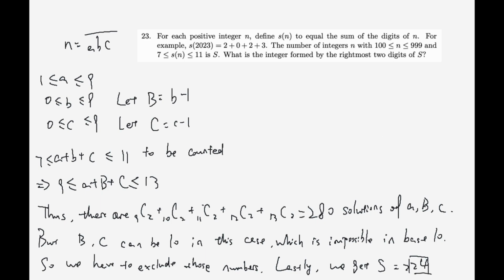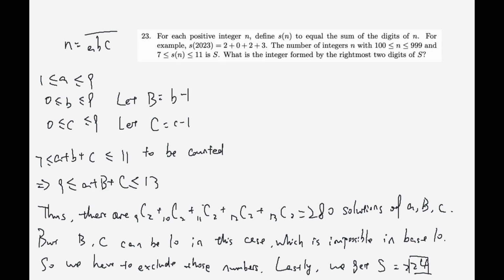Now we have question 23. For each positive integer n, define S(n) to equal the sum of the digits of n. For example, 2023 is equal to 2 plus 0 plus 2 plus 3. Let S be the number of integers n within the range 199 and S(n) in the range 7 to 11. What is the integer formed by the rightmost two digits of S?